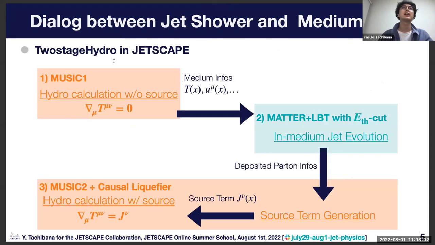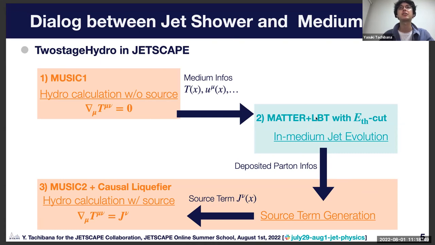So this is what we are going to do with this two-stage hydro simulation. In the two-stage hydro simulation, first, we run hydro without jet propagation. So first, we just let hydro evolve without any effect from the jet. This is the first stage hydro. And then by using the temperature profile and the flow profile generated by this first run, we let the jet shower evolve using those profiles. So we have in-medium jet evolution.